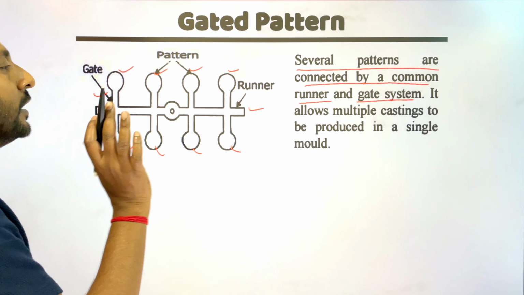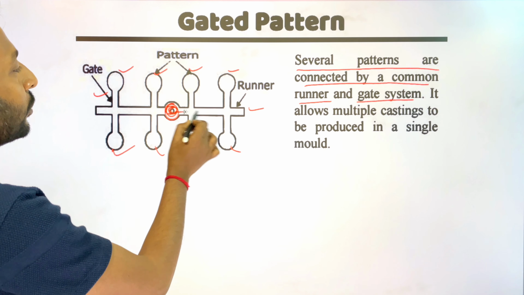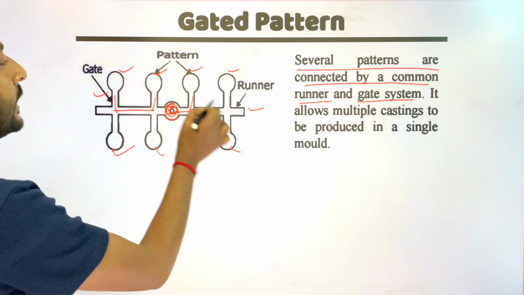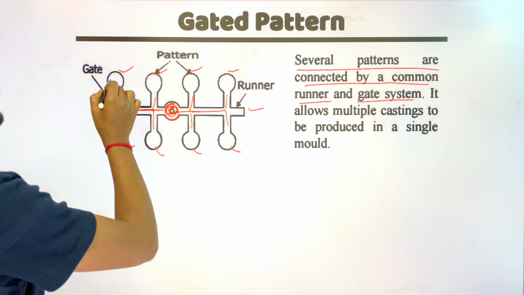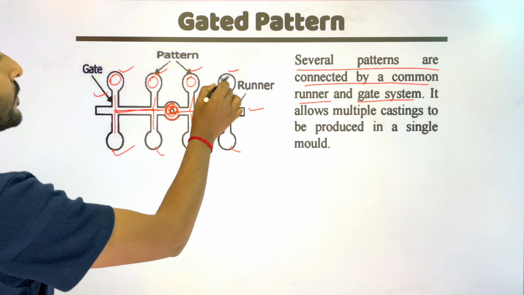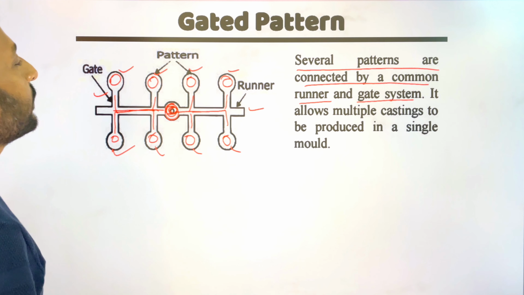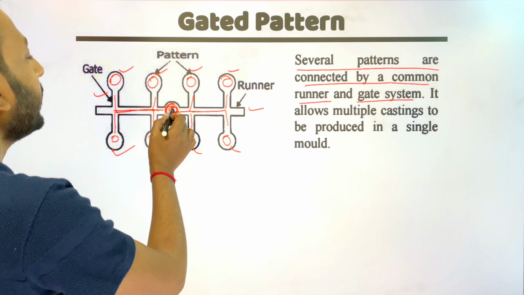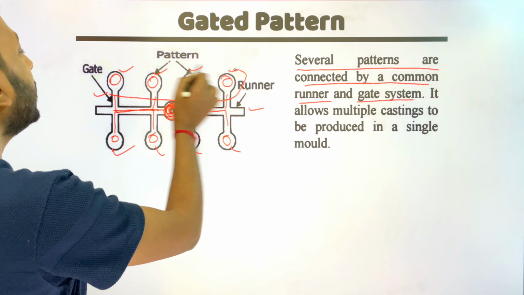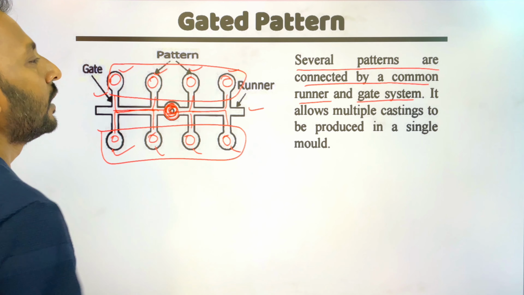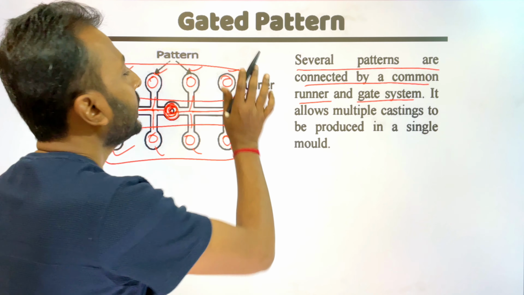When we pour molten metal into this pouring basin, the molten metal goes through this runner, and with the help of the gate, the molten metal goes to each cavity and fills the cavity. So with the help of this single pouring basin, we are creating multiple products in a very short time. That's why it is called a gated pattern.